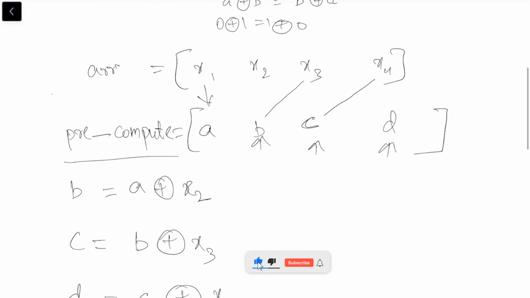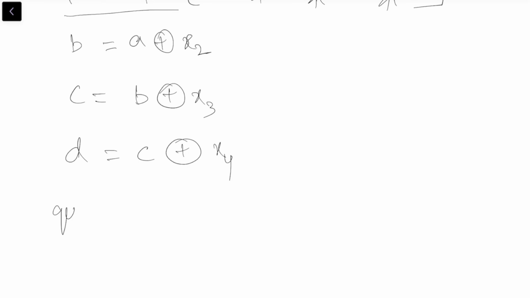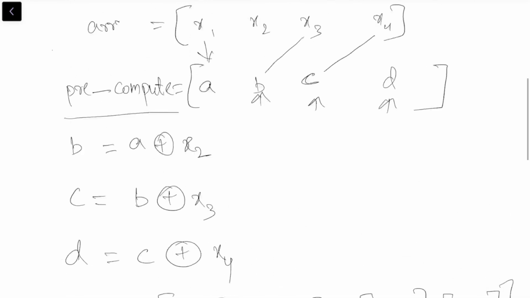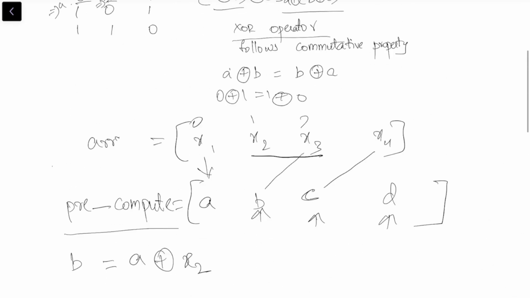Now what we will do is go through each and every query. If the queries here are 0 1, 1 2, 0 3, 3 3, we'll come to this particular query afterwards. We'll see this one. We are asked to find the XOR of these two elements. The indexes of these are 0, 1, 2, 3. These two elements' XOR we need.